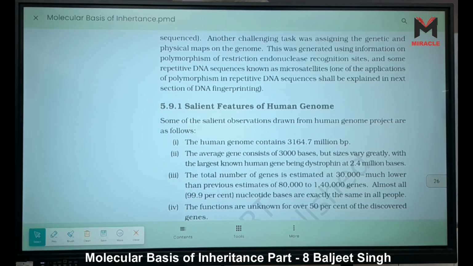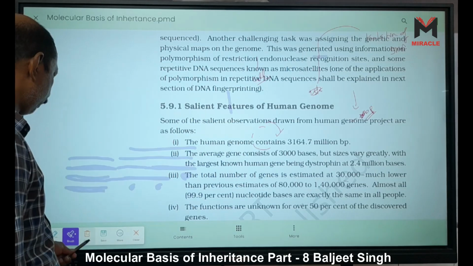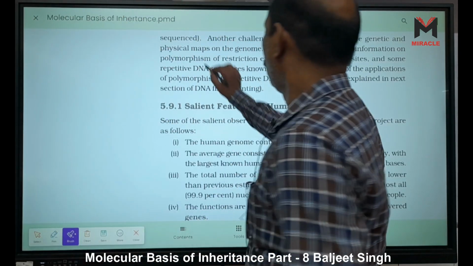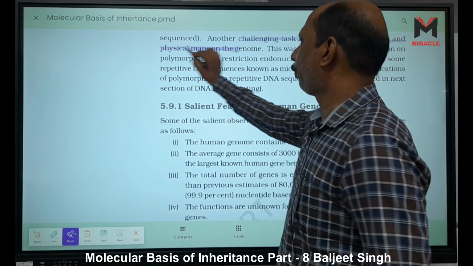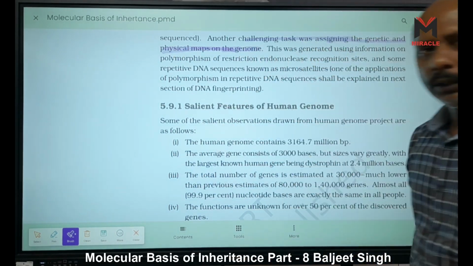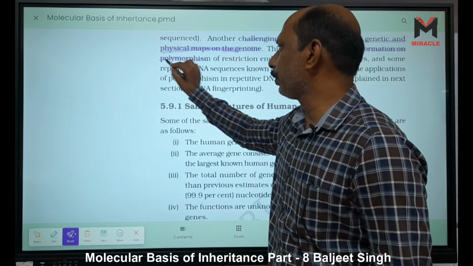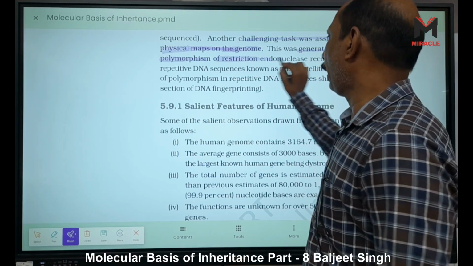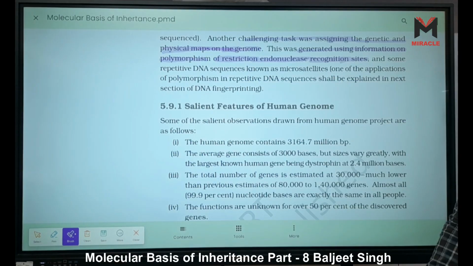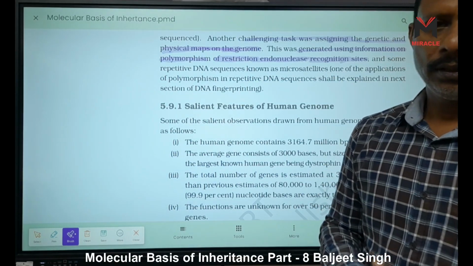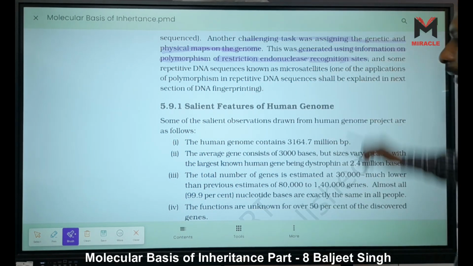Another challenging task was assigning the genetic and physical map of the genome. What is the genome? This was generated using information on polymorphism of restriction endonuclease recognition sites. Polymorphism means many forms, right? Of restriction endonuclease recognition sites.